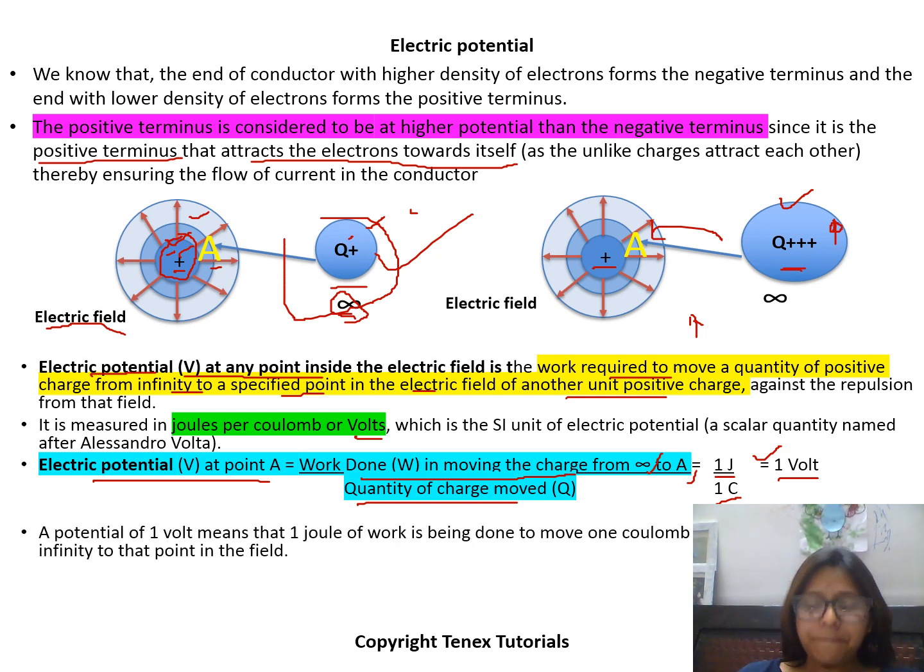Okay guys, so a potential of 1 volt means that 1 joule of work is being done to move 1 coulomb of charge from infinite distance to a point within the field of another unit positive charge.